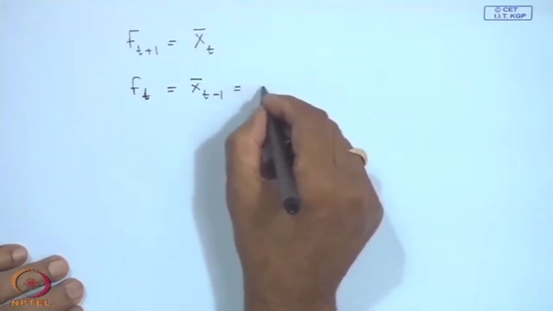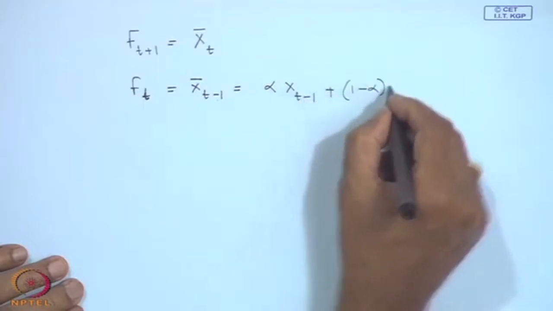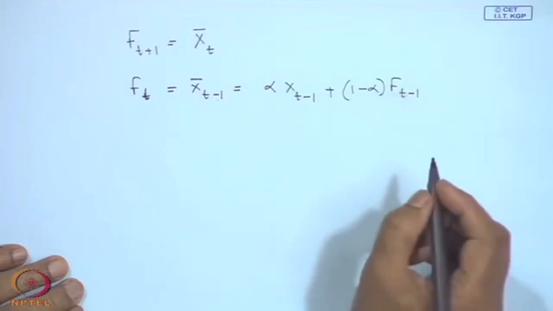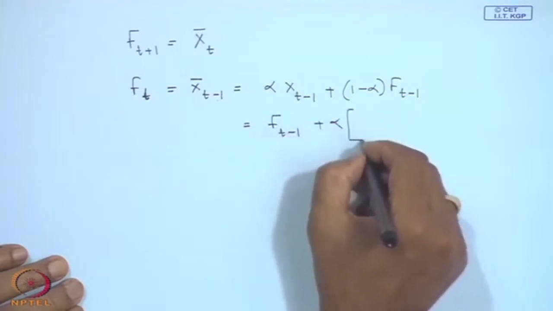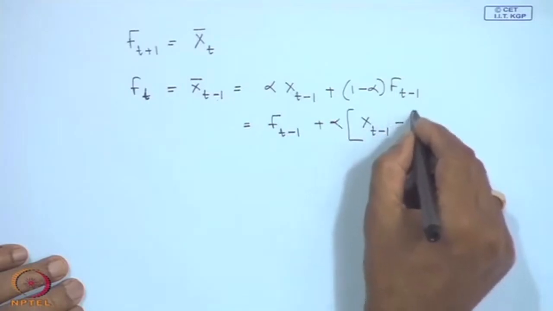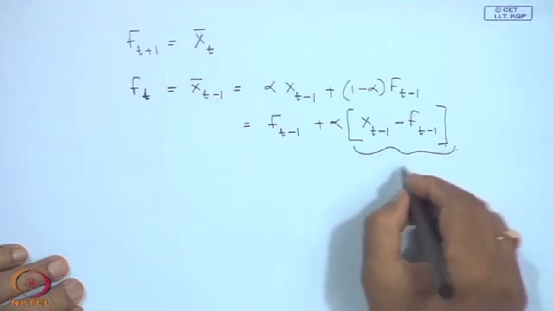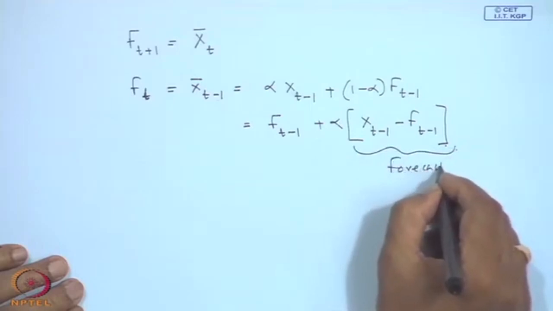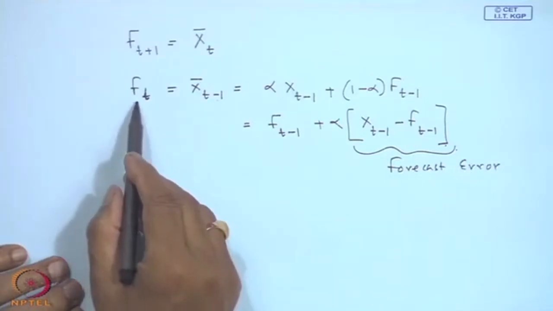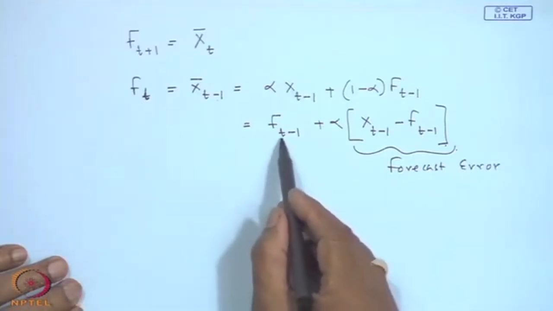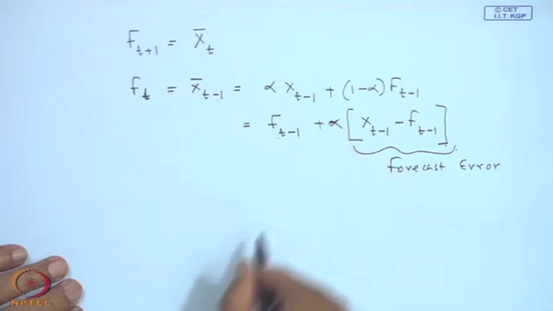Now, this is equal to alpha x t minus 1 plus 1 minus alpha f t minus 1. This is equal to f t minus 1 plus alpha times x t minus 1 minus f t minus 1. This is nothing but the forecast error. In fact, one interpretation of the exponential smoothing forecast is that forecast is the old forecast plus the forecast error given some weightage alpha.